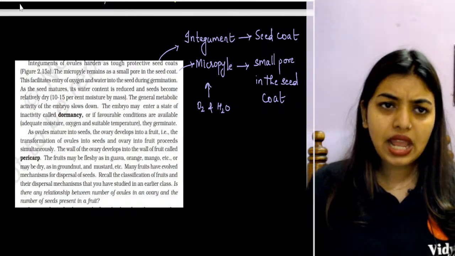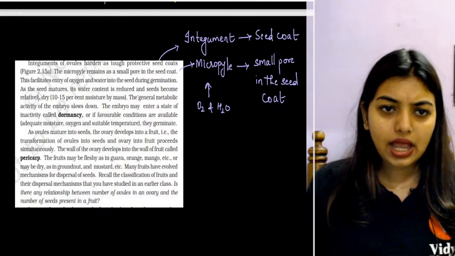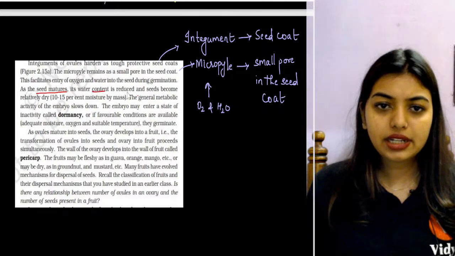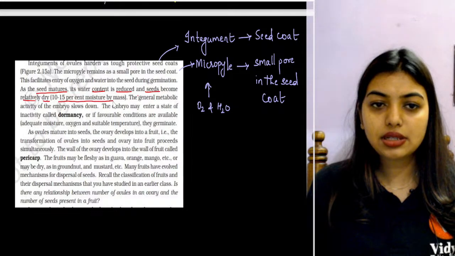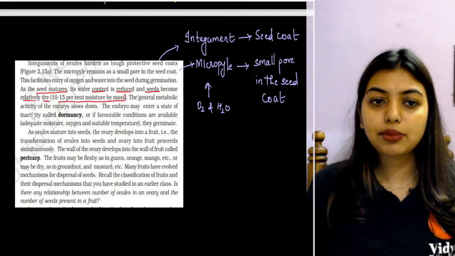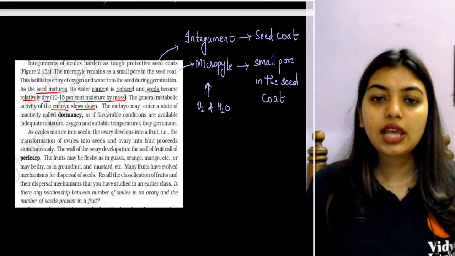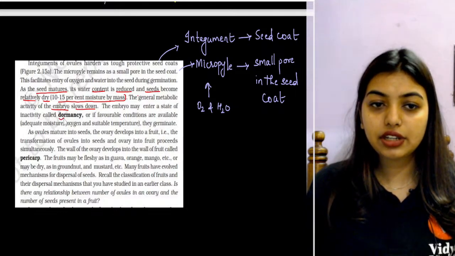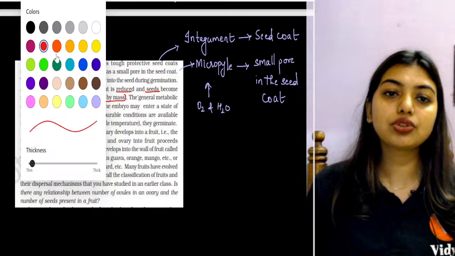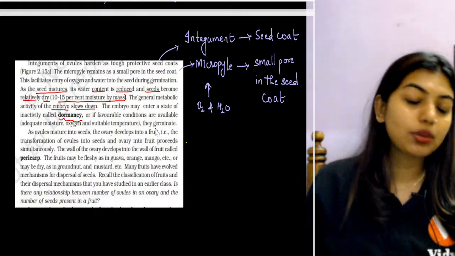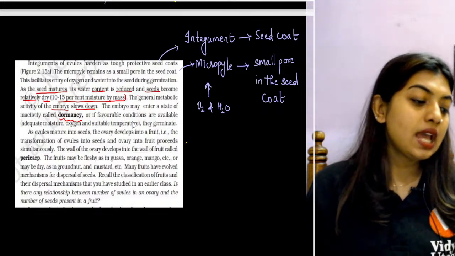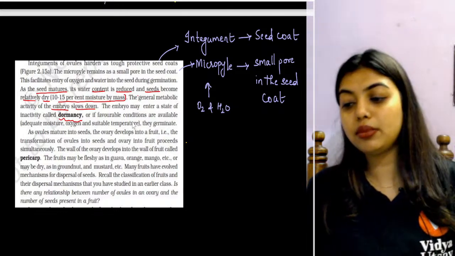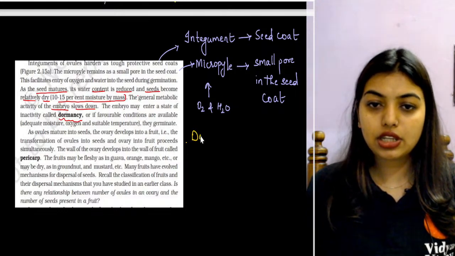Now, as the seed matures, its water content is reduced and the seeds become relatively dry, 10 to 15% moisture by mass. The general metabolic activity of the embryo slows down. The embryo may enter a state of inactivity called dormancy. That is, this embryo, students, can go into a dormant state, like how we saw hibernation and aestivation in animals. Like that, the embryo can also go into a dormant stage when the conditions are unfavorable.